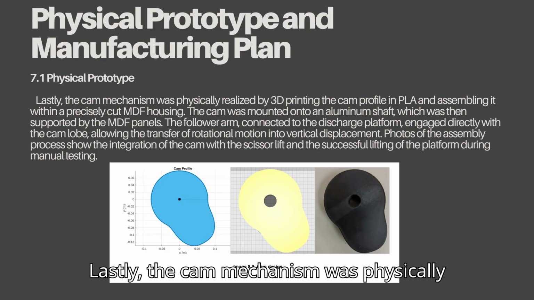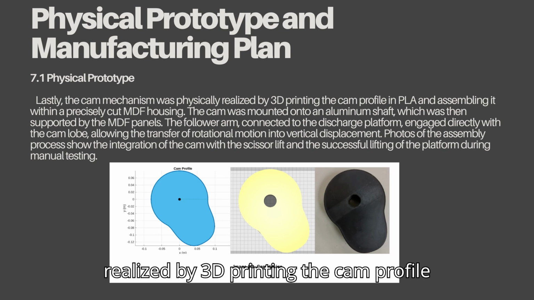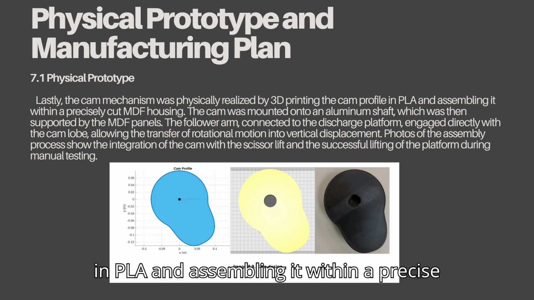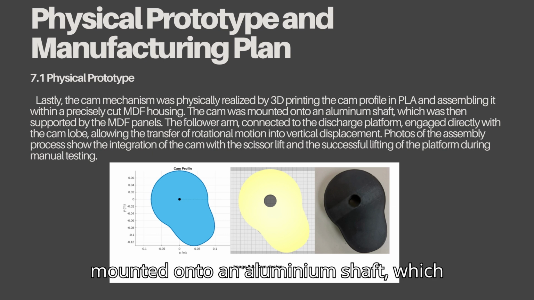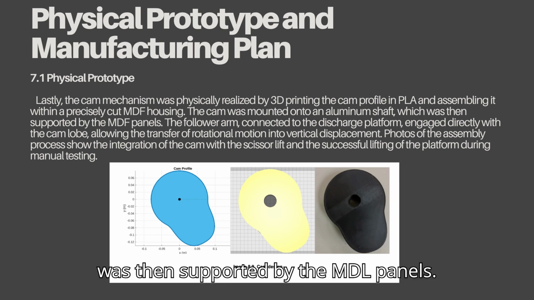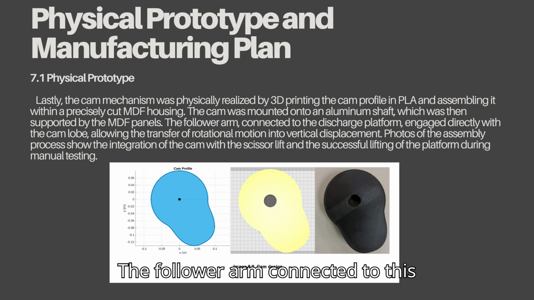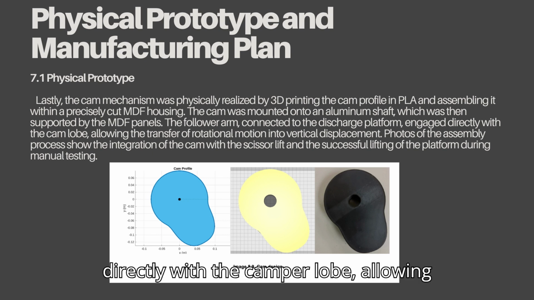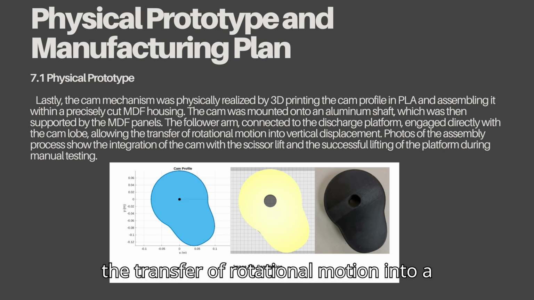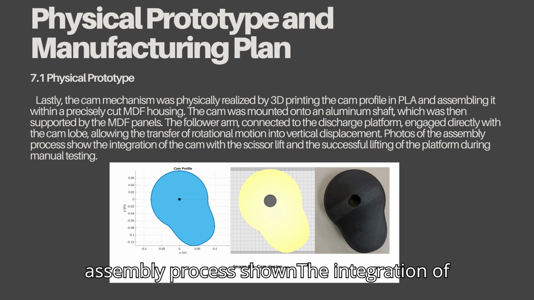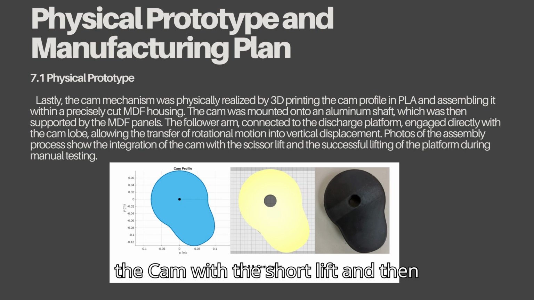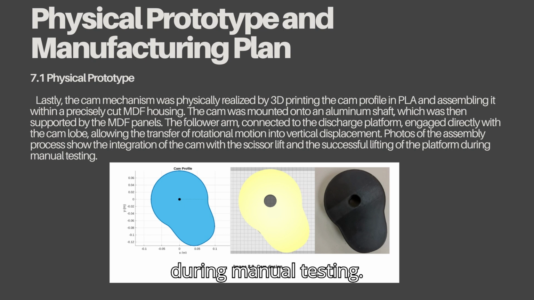Lastly, the cam mechanism was physically realized by 3D printing the cam profile in PLA and assembling it within a precise cut in the MDF housing. The cam was mounted onto an aluminum shaft, which was then supported by the MDF panels. The follower arm, connected to the discharge platform, engaged directly with the cam lobe, allowing the transfer of rotational motion into vertical displacement. Photos of the assembly process show the integration of the cam with the scissor lift and then the successful lifting of the platform during manual testing.